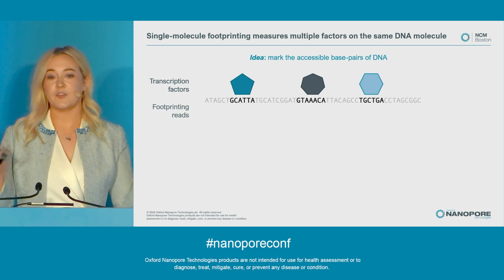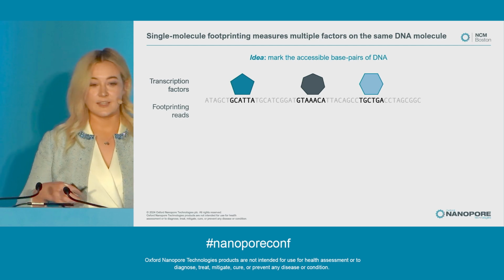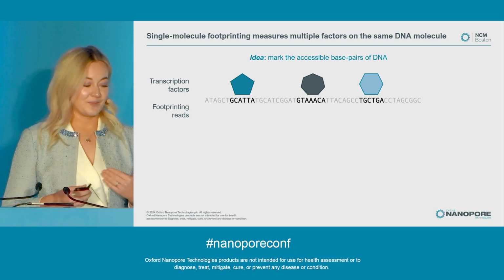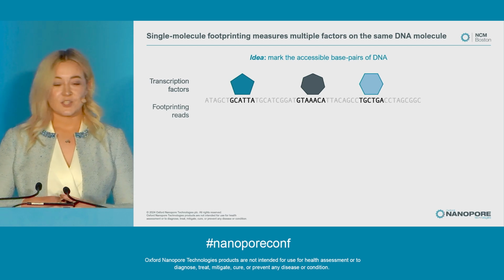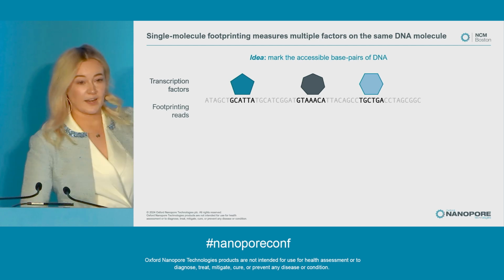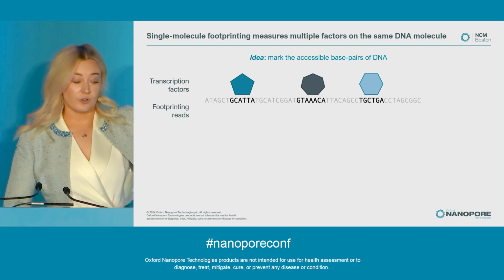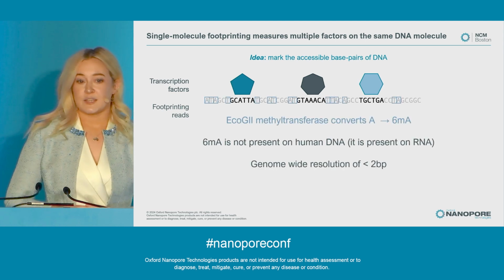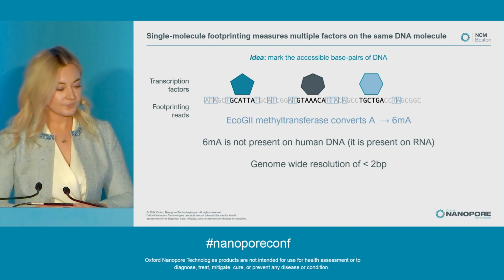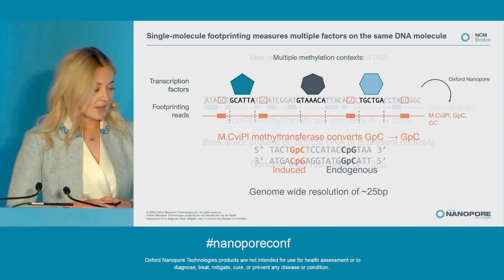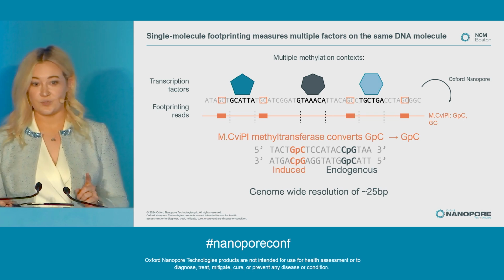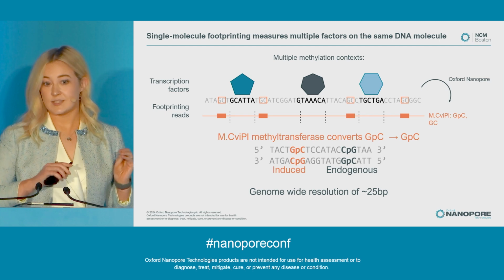We want to mark all of the accessible regions of the DNA, and this technique was alluded to yesterday by Philip. We use exogenous methyltransferases to do this. This is our DNA molecule here with our transcription factors bound onto it. Firstly, we use an EcoGII methyltransferase, which marks all of our A's and T's depending on the strand, which we can then sequence. We then also use another methyltransferase, which marks all of our GC sites. It's important to note that this is distinct from our endogenous CpG methylation.